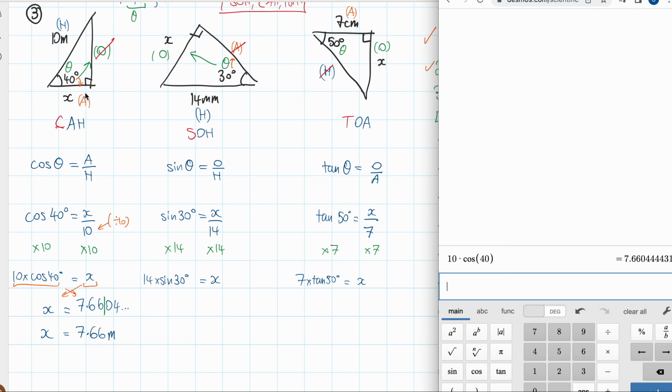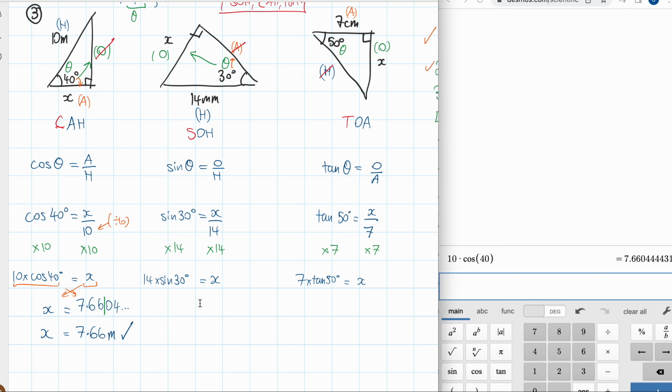Does that value seem to make sense? Yes, because it's lower or shorter than the hypotenuse side, which is known as the longest side. So that's looking pretty good. There we have it, we've done our first side. Let's finish off the rest and practice using our calculator.